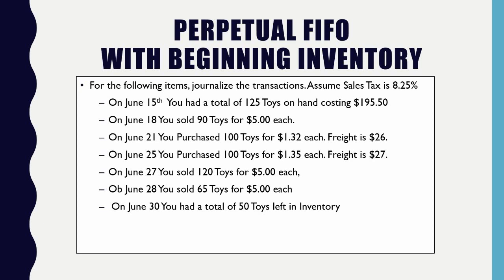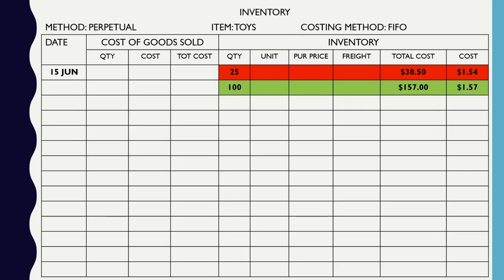So then let's see what it says here on June 18. You end up selling 90 toys at $5 each. Okay? So 90 toys, okay? Now, in this case, looking at my total inventory, I have a whole total of 125 items left in inventory, right? But in this case, which batch am I going to take out from first? Since I have to sell a total of 90.